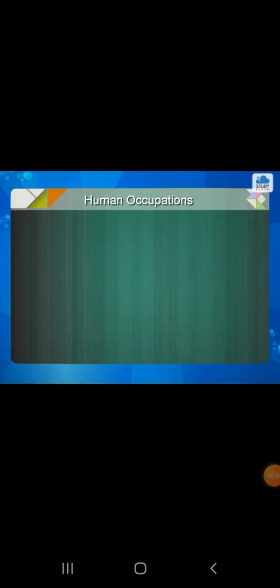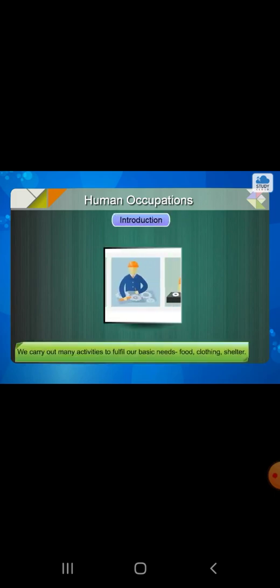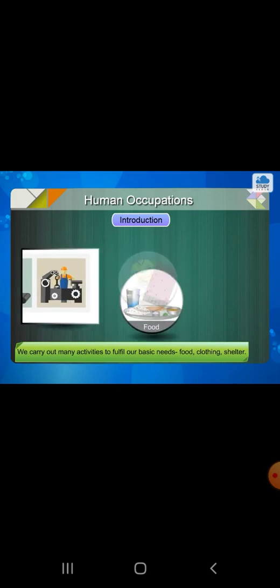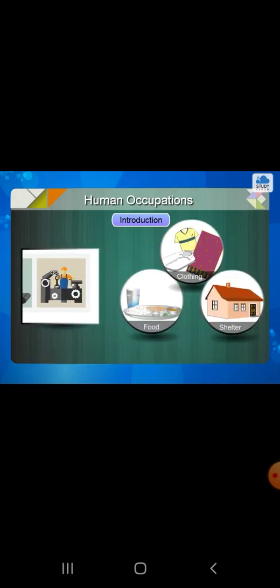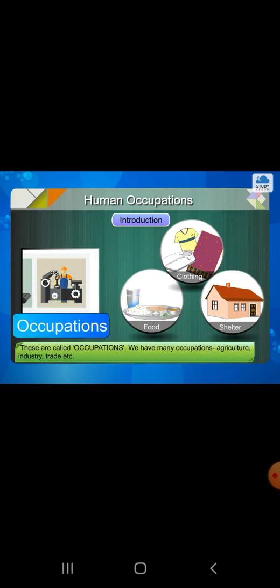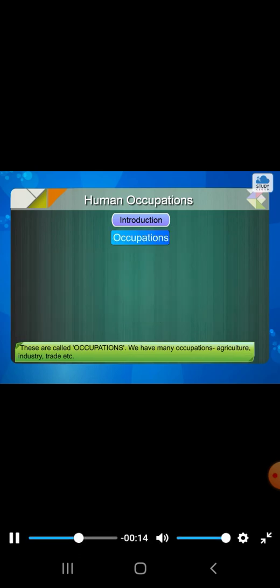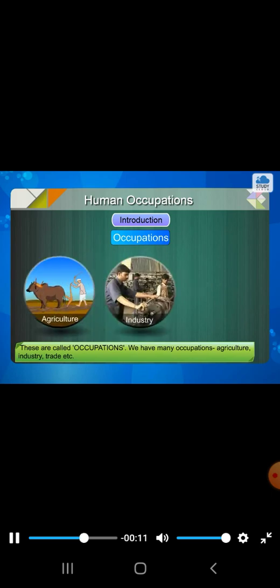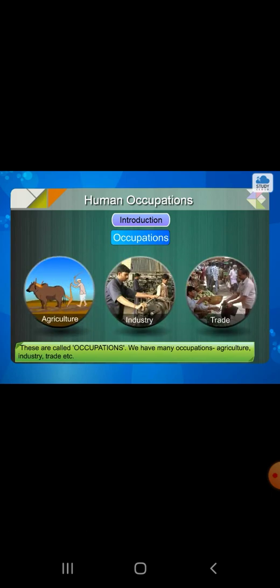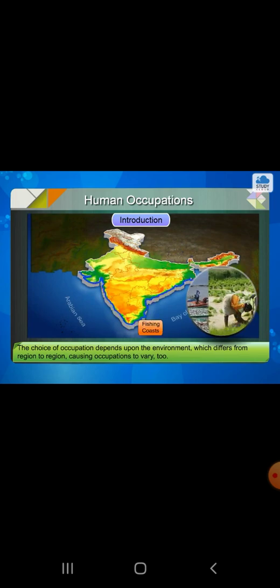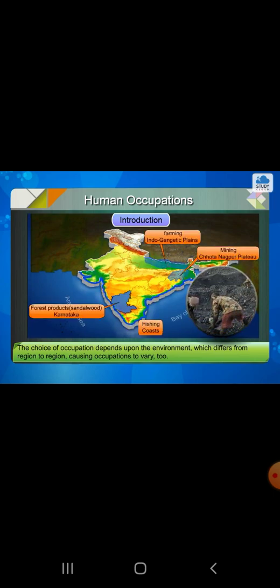Human occupations. Introduction. We carry out many activities to fulfill our basic needs: food, clothing, shelter. These are called occupations. We have many occupations: agriculture, industry, trade, etc. The choice of occupation depends upon the environment, which differs from region to region, causing occupations to vary too.